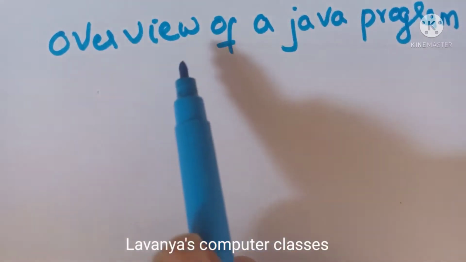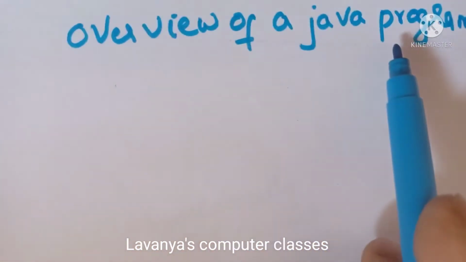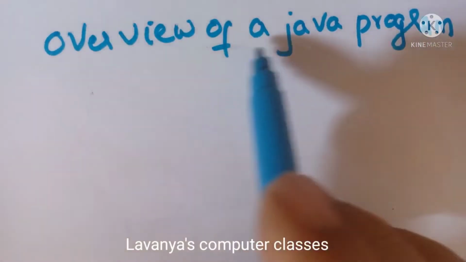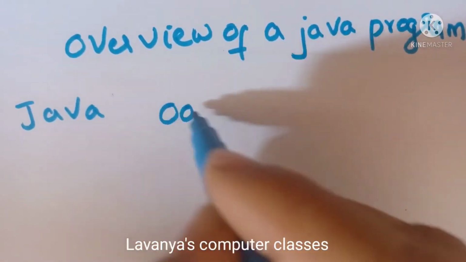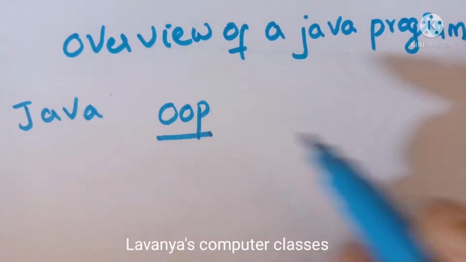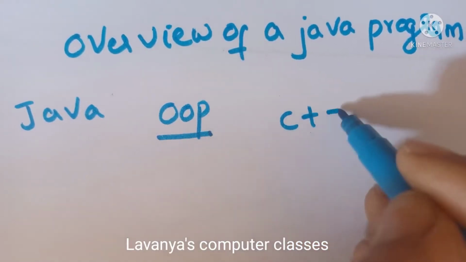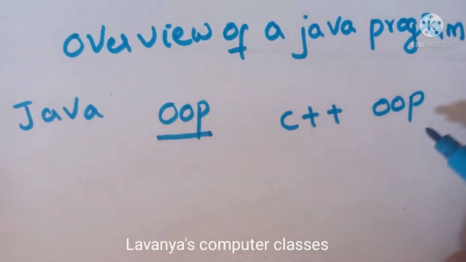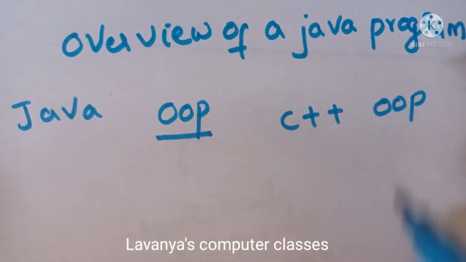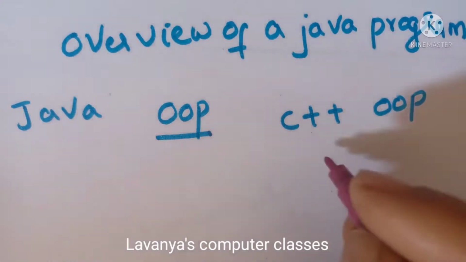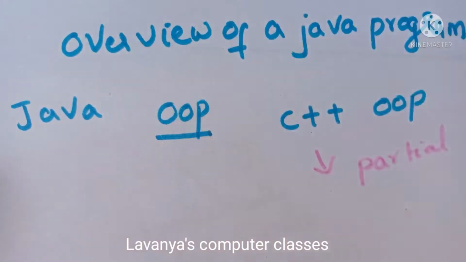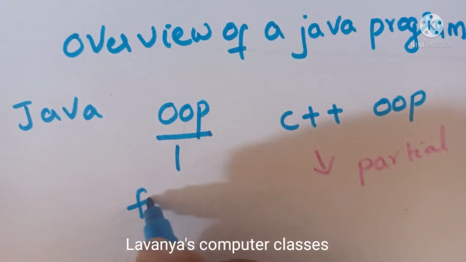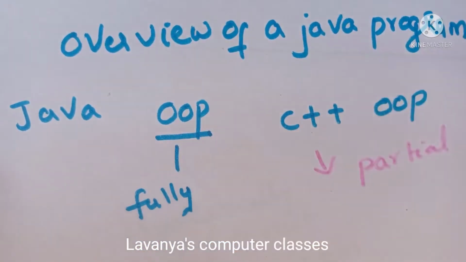In this video, I will explain an overview of a Java program. So, what is the total view of a Java program? Java is an OOP language, an object-oriented programming language. C++ is also an example of an object-oriented programming language, but C++ is known as a partial object-oriented programming language. Java is a fully object-oriented programming language.